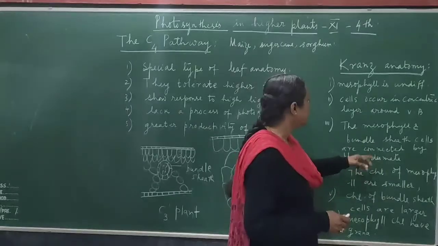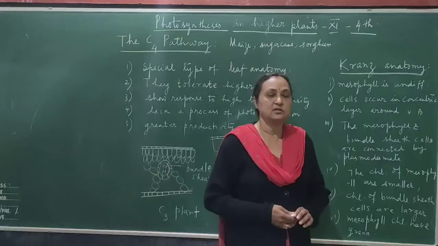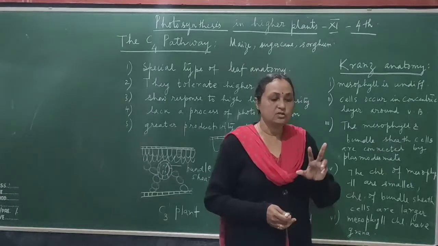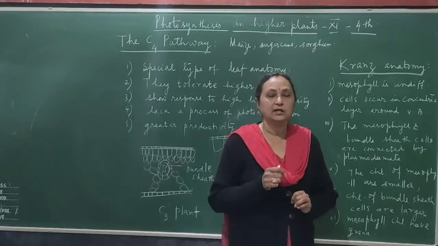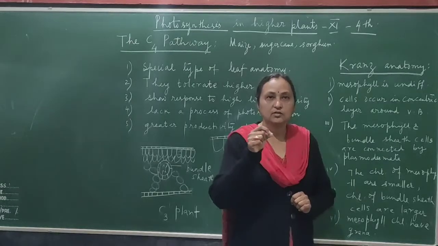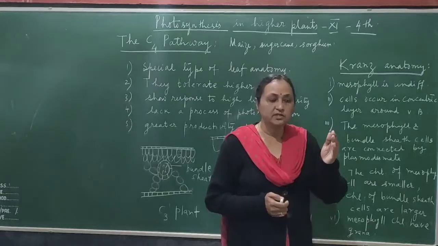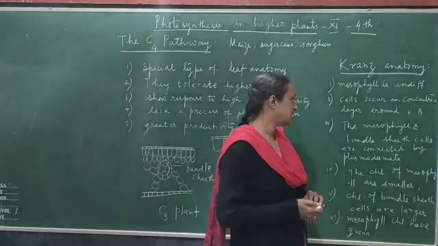Then the mesophyll and the bundle sheath cells are connected by plasmodesmata. Plasmodesmata means the cytoplasmic connection between two cells. Between two cells you can find a small tube, and in the small tube the cytoplasm can flow from one cell to another. This kind of connectivity is called plasmodesmata. So here the mesophyll cell is connected to the bundle sheath cell with the help of plasmodesmata.